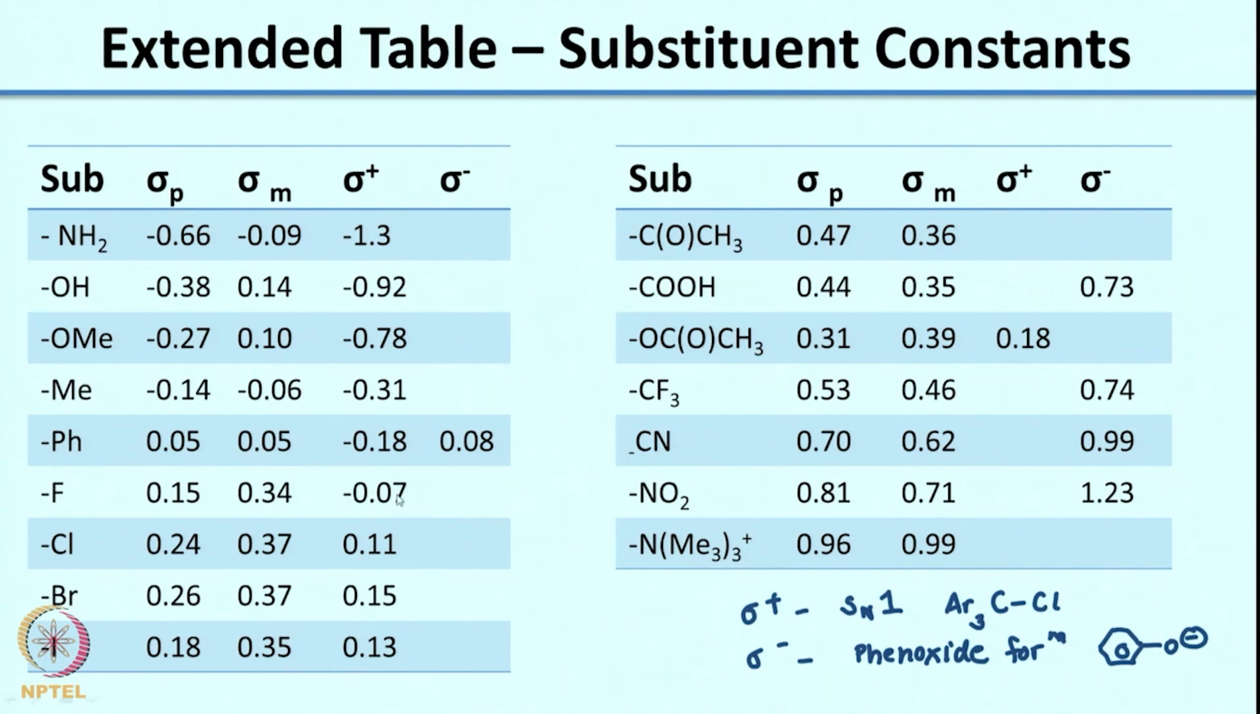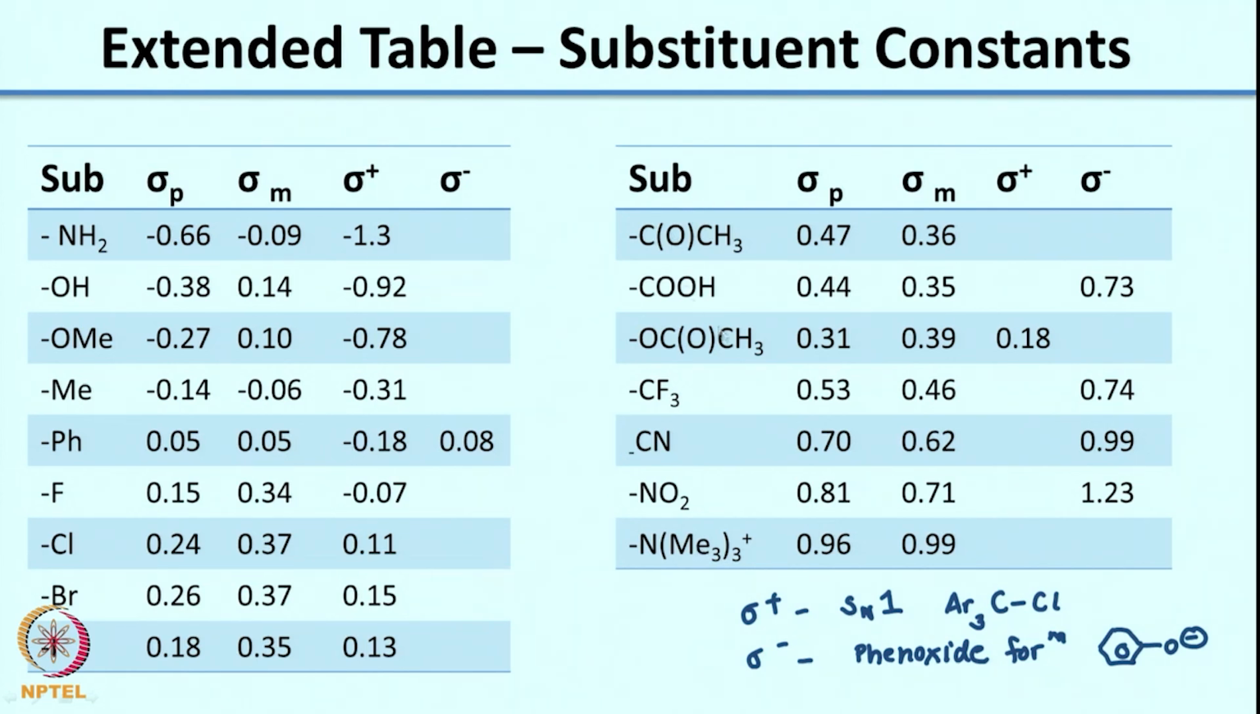Similarly, fluoride has also gone slightly towards the electron releasing side in the case of the sigma plus scale. With the other halides, what you see is that the magnitude slightly decreases because now the effect of resonance is slightly more than the inductive effect. In the case of sigma minus, what is seen is that when you have pH, so sigma minus is the phenoxide, there is not much difference between the sigma p and the sigma minus scale.